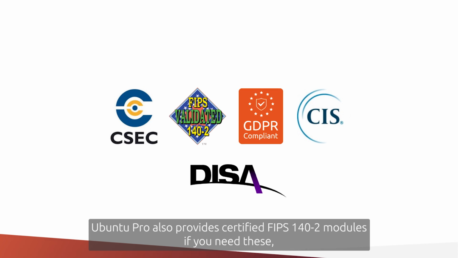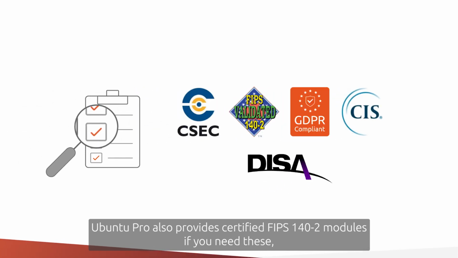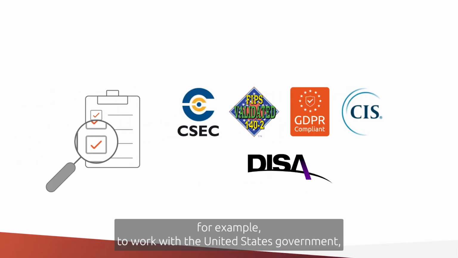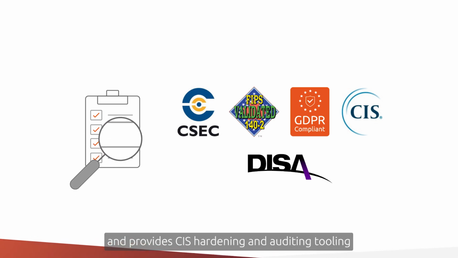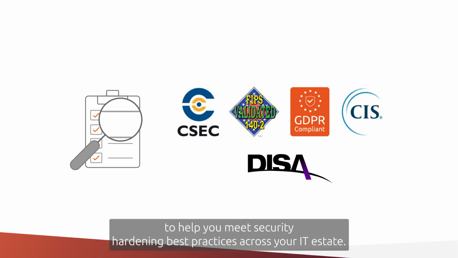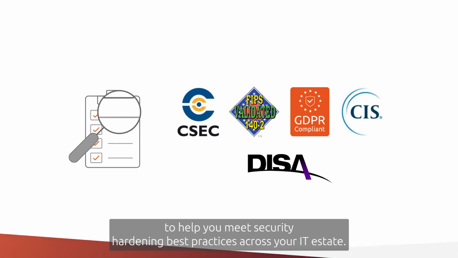Ubuntu Pro also provides certified FIPS 140-2 modules, if you need these, for example, to work with the United States government, and provides CIS hardening and auditing tooling to help you meet security hardening best practices across your IT estate.